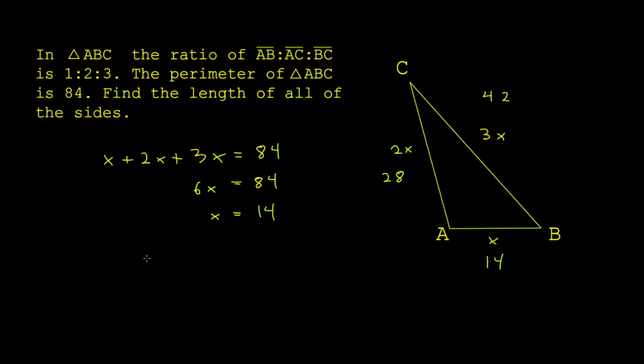So now let's check and make sure we did it right. 42 plus 28 plus 14 is in fact 84. So we've checked and we've done it right. So this is how you do algebra from geometry.